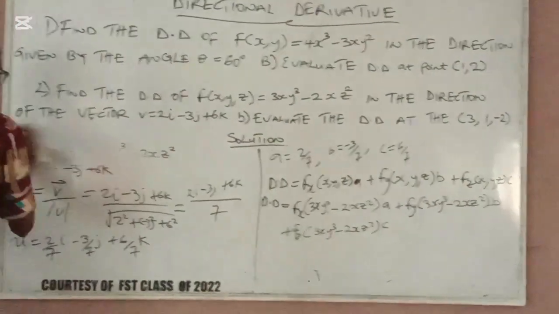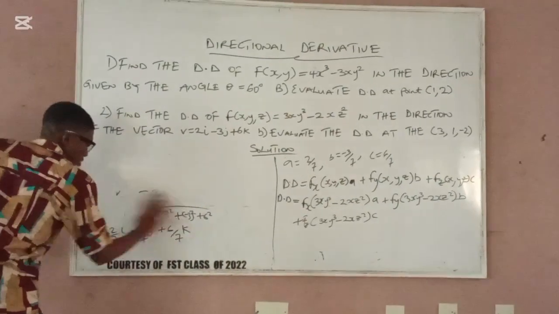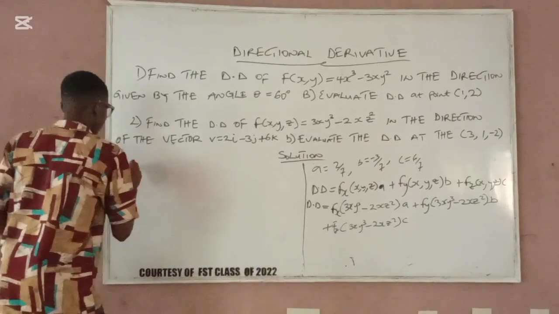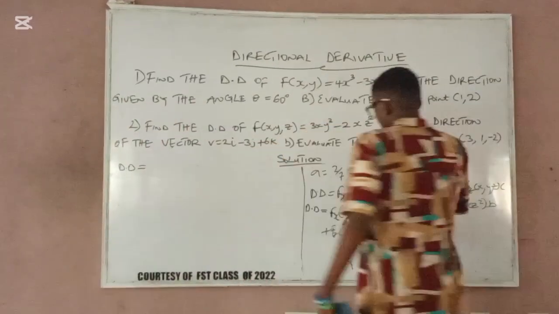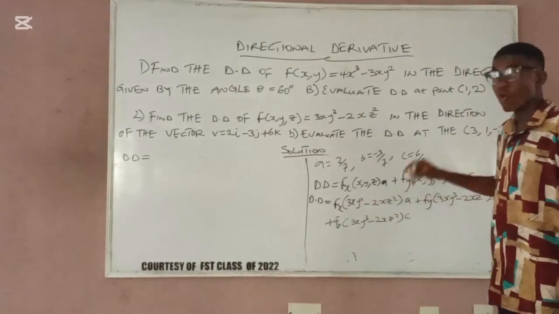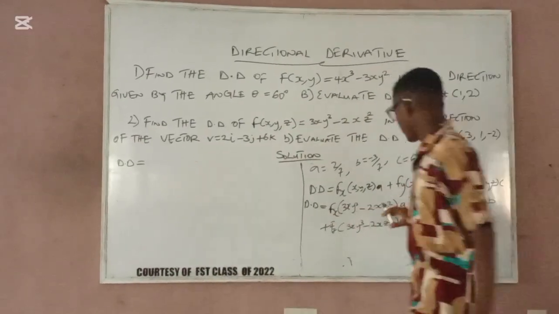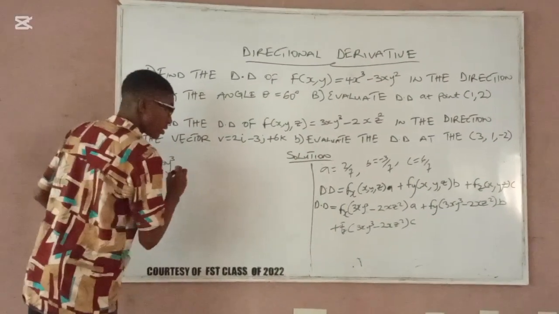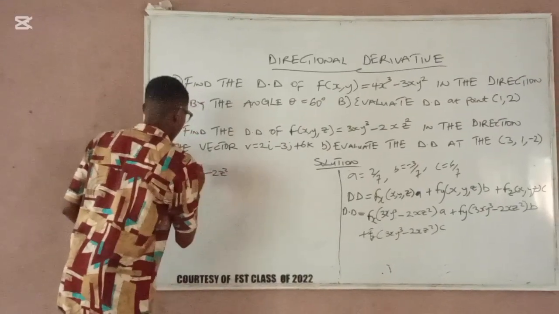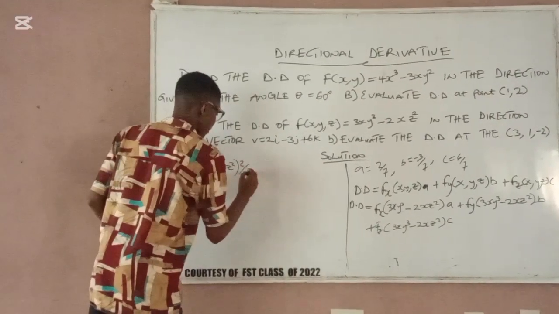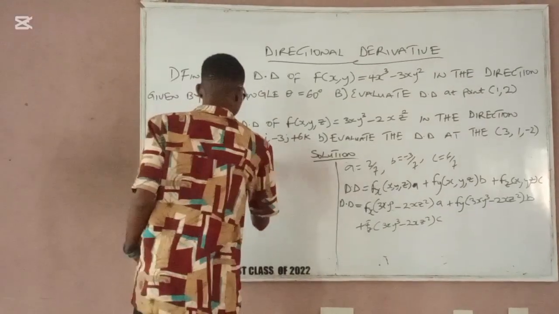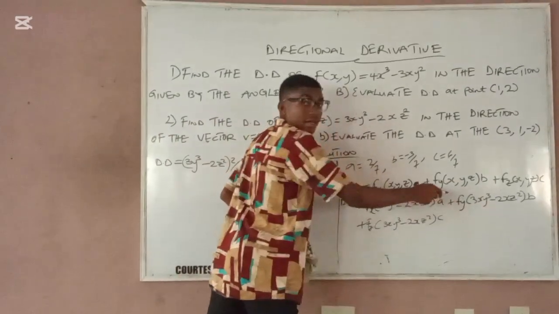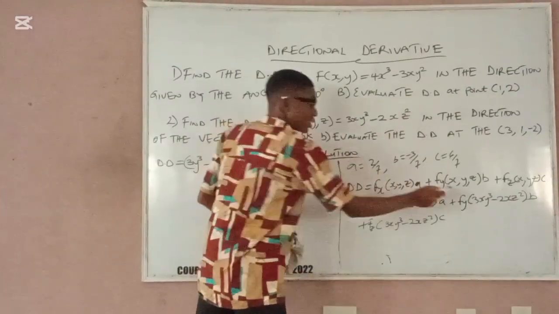So now our directional derivative DD equals, we differentiate this function with respect to only x. So for this function, what do we have? We have 3y cubed minus 2z squared, and a is 2 over 7. Plus f of y, differentiate with respect to only y. So this 3 will not come down, so that will be 3y squared. So 3 times 3, 9.